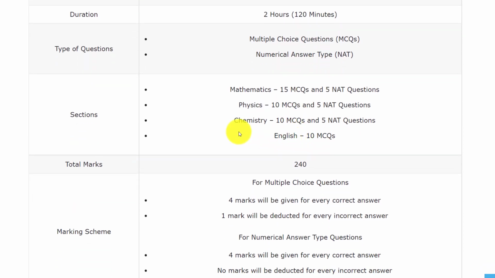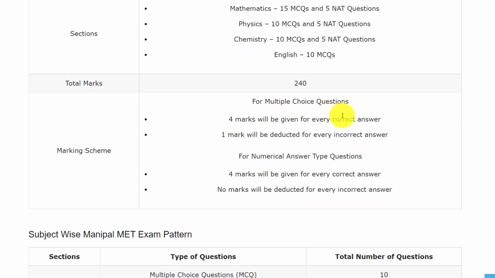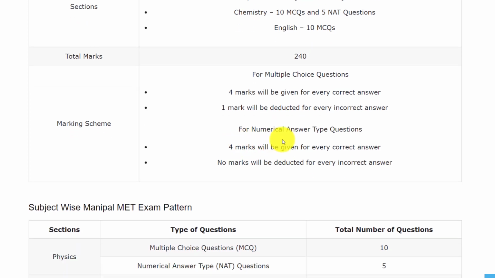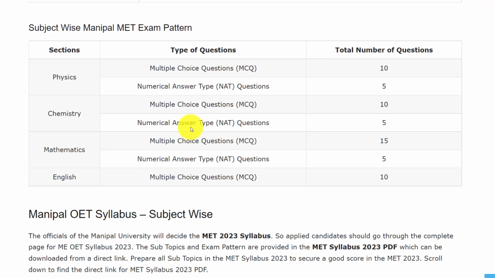There are 4 sections in this examination: 15 MCQs and 5 NATs from mathematics, 10 MCQs and 5 NAT questions from physics, 10 MCQs and 5 NAT questions from chemistry, and 10 MCQs from English. Total 240 marks. For MCQs, 4 marks will be given for every correct answer and 1 mark will be deducted for every incorrect answer. For numerical answer type questions, 4 marks will be given for every correct answer and no marks will be deducted for any incorrect answer. This is the subject wise exam pattern which we discussed above.